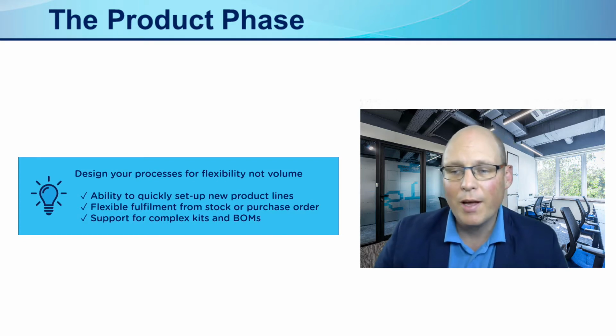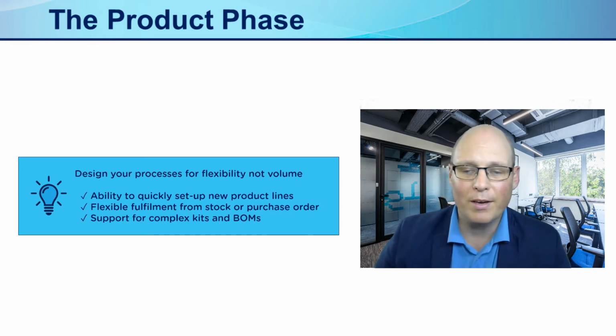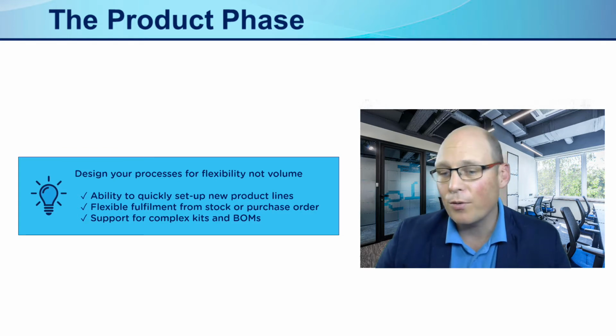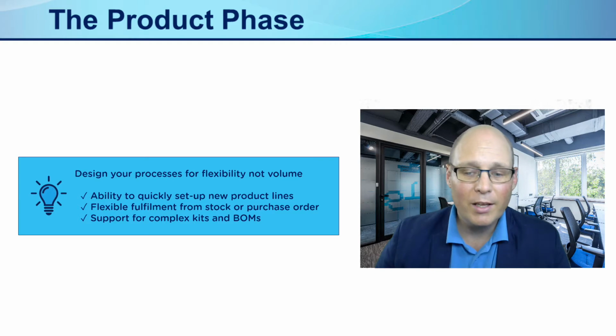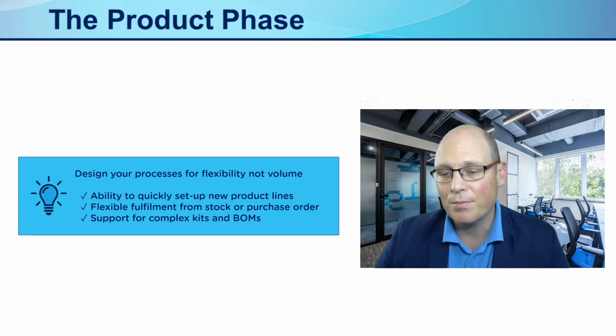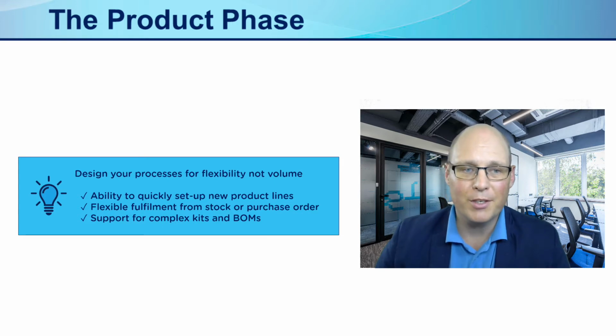Firstly, make sure that you have the ability to set up new product lines quickly at any point, so that you can easily add materials to your product that you haven't used before. Secondly, build in flexible fulfillment from either stock in hand or via purchase order for production work orders. And thirdly, ensure that your planned processes will have the ability to support the most complex kits and BOMs required for your projects.